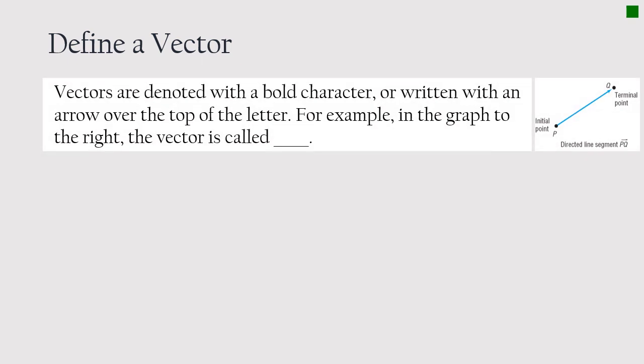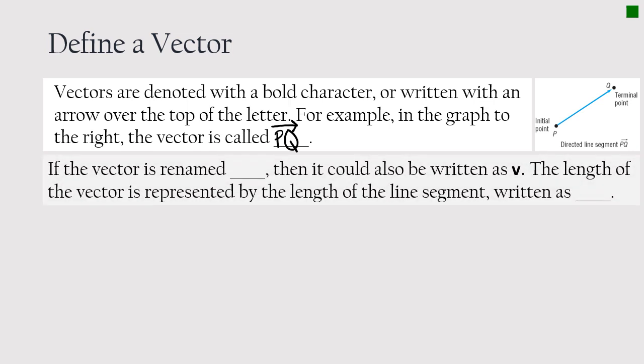Vectors are denoted with a bold character or written with an arrow over the top of the letter. For example, in the graph to the right, this vector is called PQ because it starts at point P and goes to point Q, and you draw an arrow showing that. If the vector is renamed V, sometimes we'll just call it V for a vector, then it can also be written as a bold V.